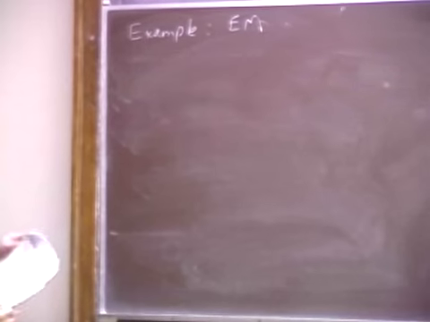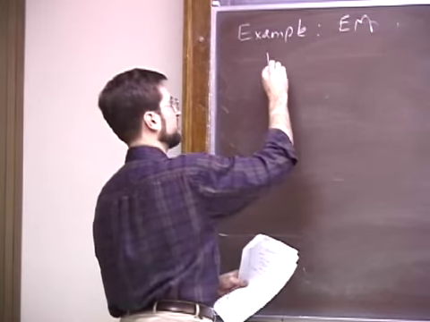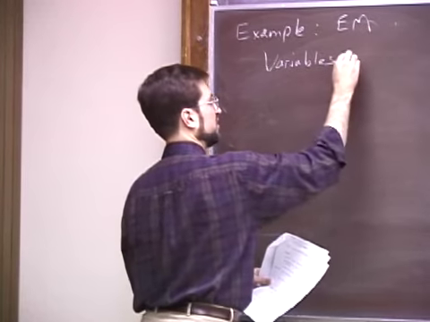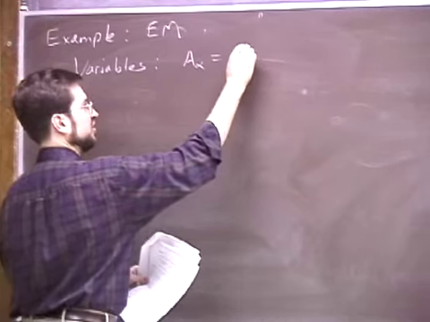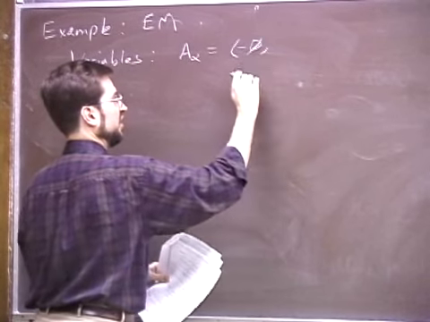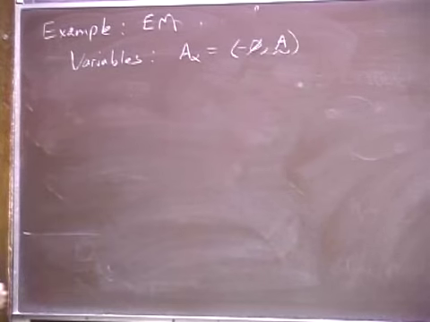So in electromagnetism, I'm going to take the variables that I want to solve for to be the 4-potential, which I can write as phi, the scalar potential, and A, the vector potential.